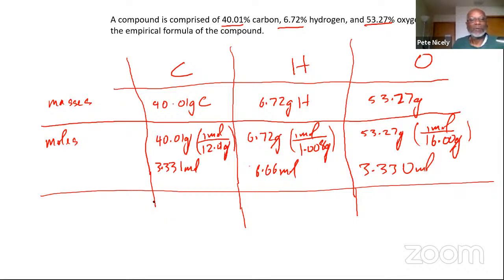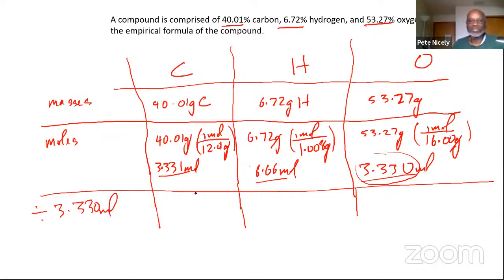The next step is that we examine each of these numbers and decide which one is of the lowest value. And we divide each of these by that value, all right? So the lowest one would be this one right here. So what we're going to be doing in this line is dividing by that value, 3.330 moles, all right?